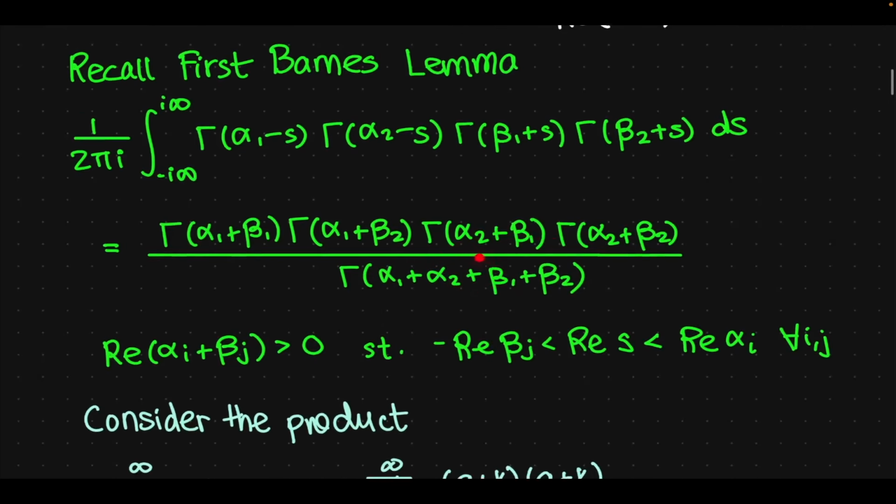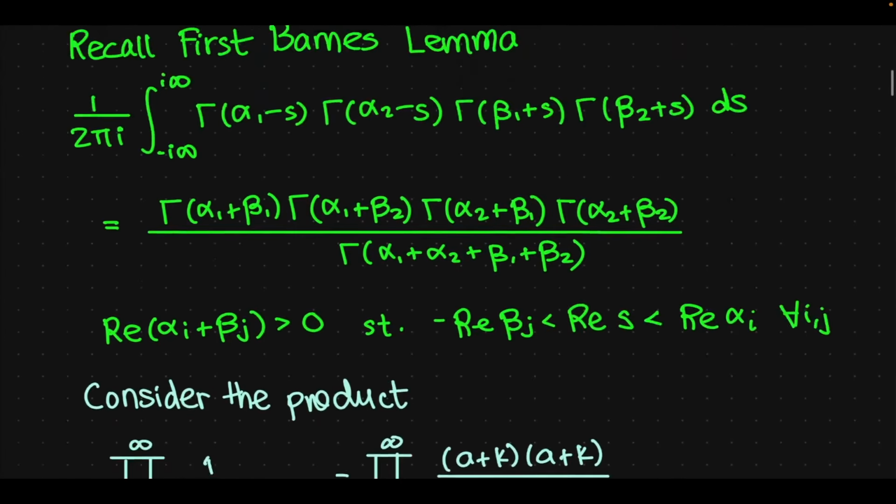And this is true as long as the real part of alpha i plus beta j is greater than 0 for all i, j, and we're placing the integral such that the real part of s, which is the integrating variable, is greater than minus the real part of beta j, and less than the real part of alpha i for all i, j.